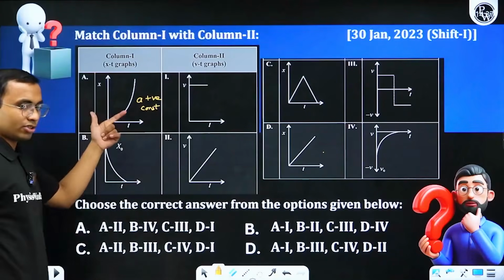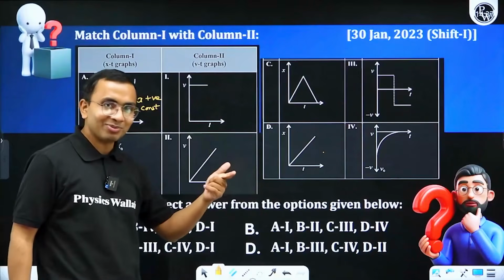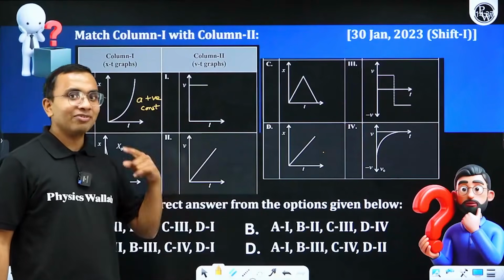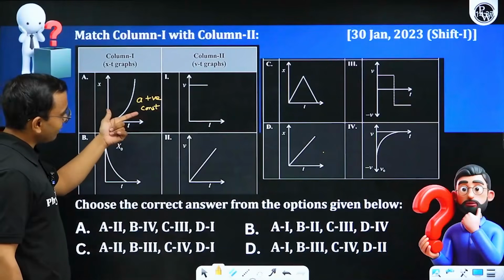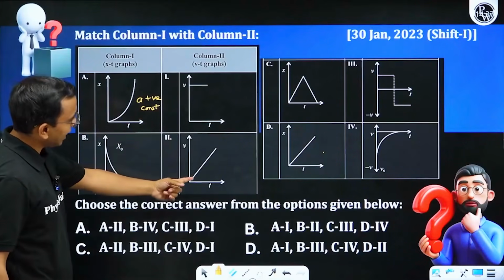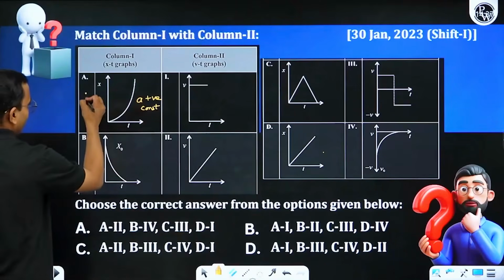If the acceleration is constant, the slope of the velocity-time curve is constant, which means the v-t curve will be a straight line with a positive slope. Second option. So for A we got 2.